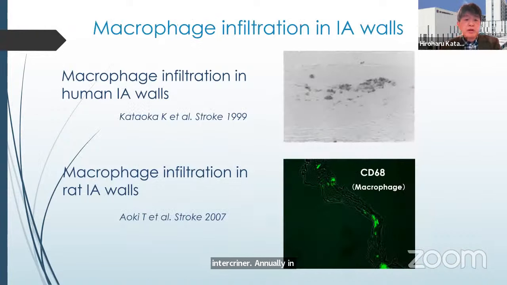At first, using this model, we investigated the macrophage infiltration in aneurysm walls, because macrophage infiltration in human intracranial aneurysm had been reported. In a rat model also, macrophages infiltrate the vascular walls, and CD68 positive macrophages can be seen in the vascular aneurysm walls. And we reported these results in Stroke 2007.